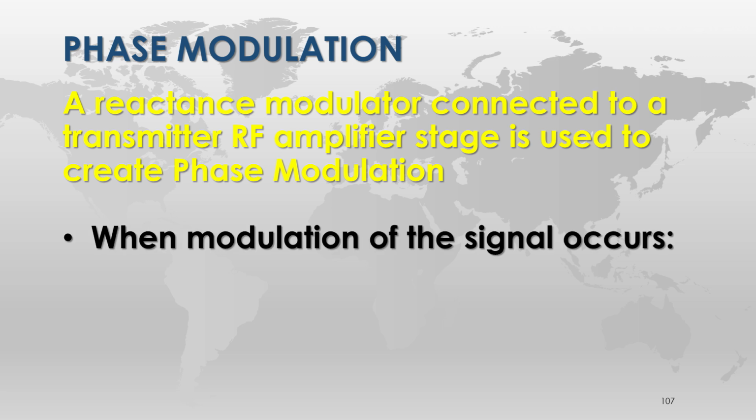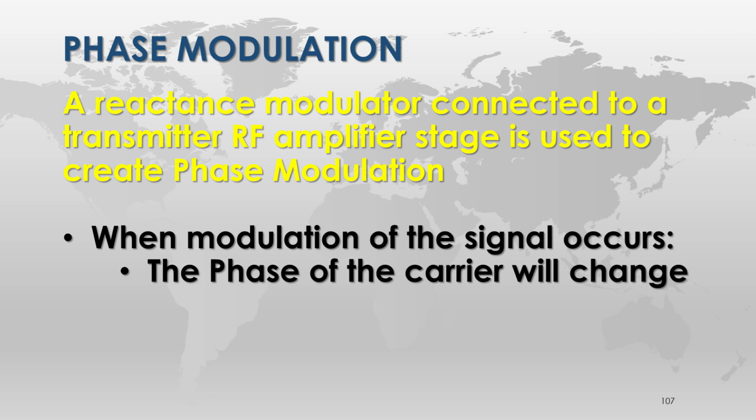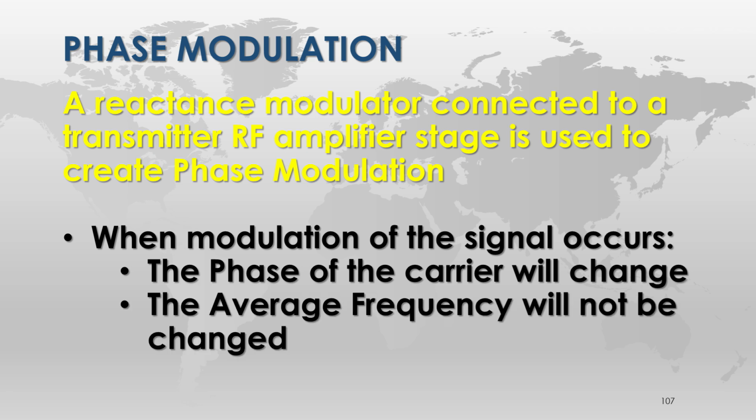When modulation of the signal occurs, the phase of the carrier will change. So you got the 90 degrees, right? Phase modulation. It's going to be bouncing around. The average frequency will not be changed.